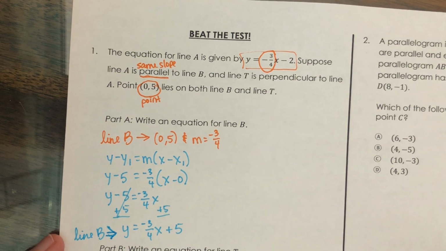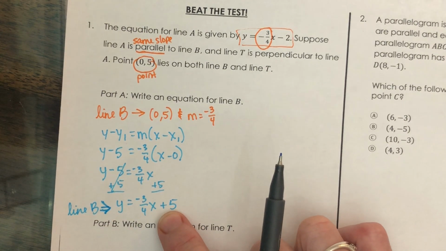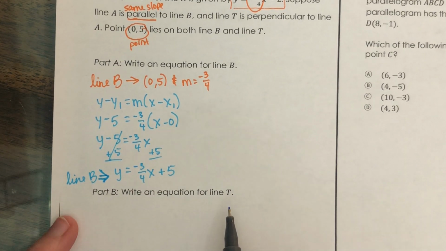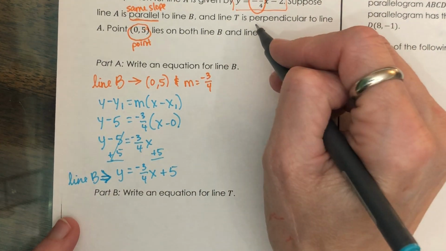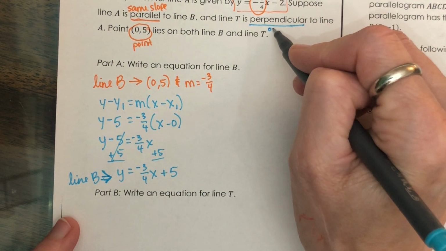Give me an arrow right there. Okay, there's our equation for line B. Write an equation for line T. All right, T is perpendicular to line A, so that's opposite reciprocal.